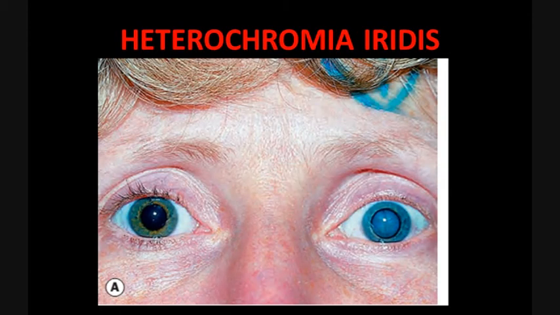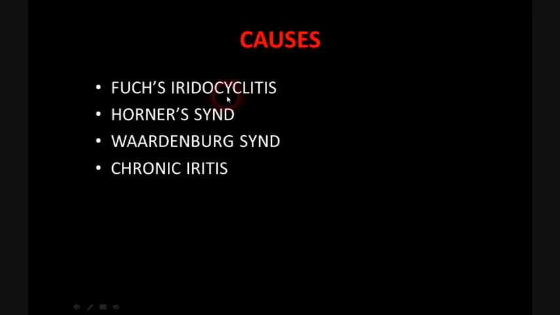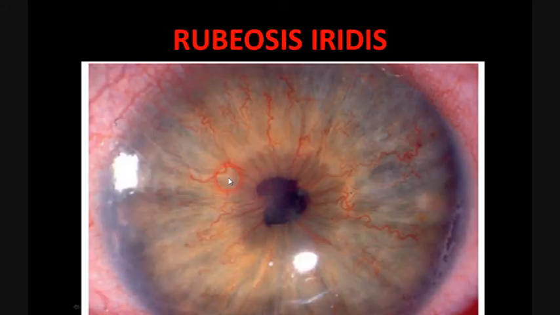You can also appreciate complicated cataract, which is the most common complication associated with recurrent uveitis. Heterochromia iridis is the difference in iris color between the two eyes. If it is within the same eye, it is heterochromia iridum. This is the hypochromic eye, this is the normal eye. You can also observe complicated cataract here. This is a patient suffering with Fuchs heterochromic iridocyclitis, which is the first cause of this. Also, you can see heterochromia iridis in Horner syndrome, in Waardenburg syndrome, and in chronic iritis.